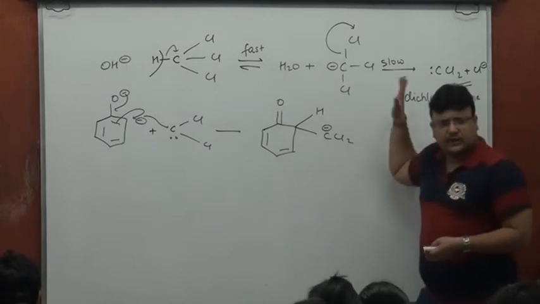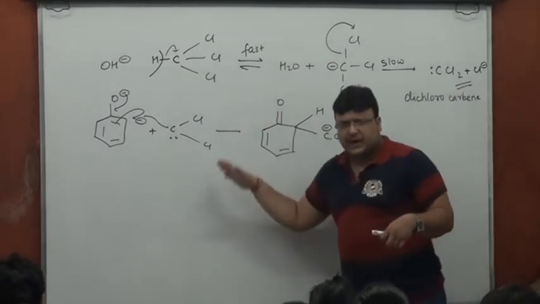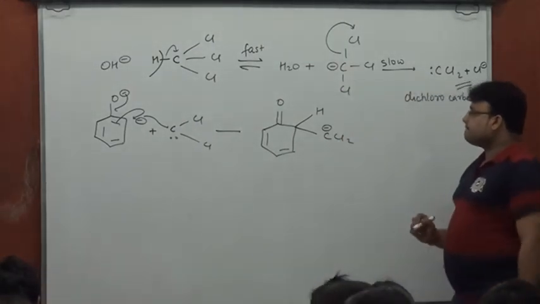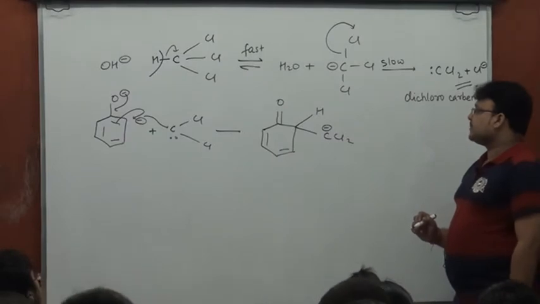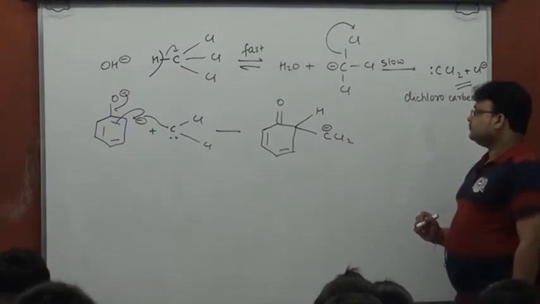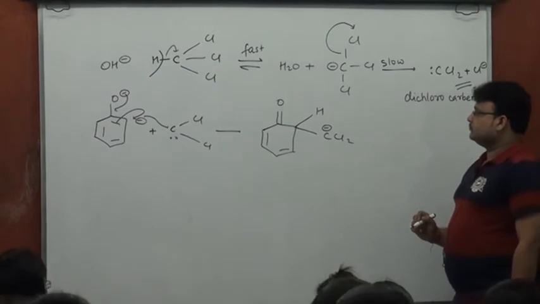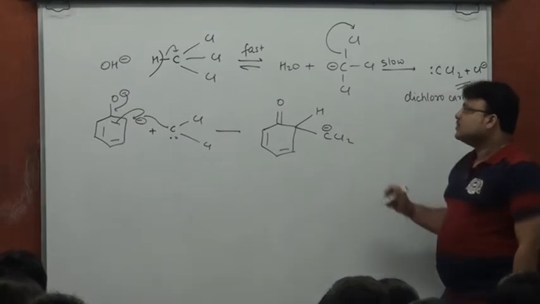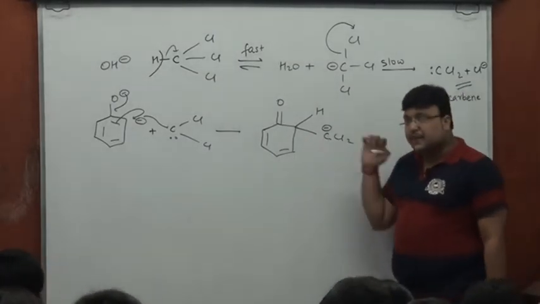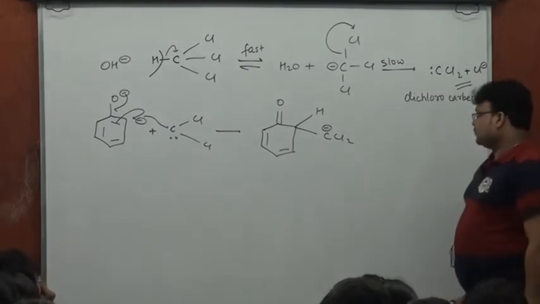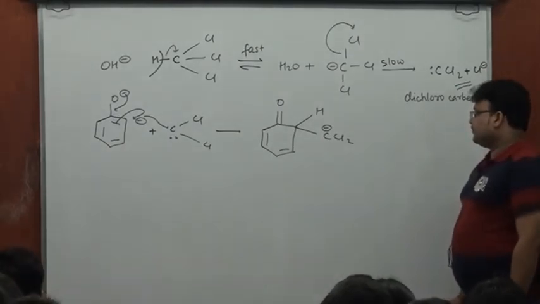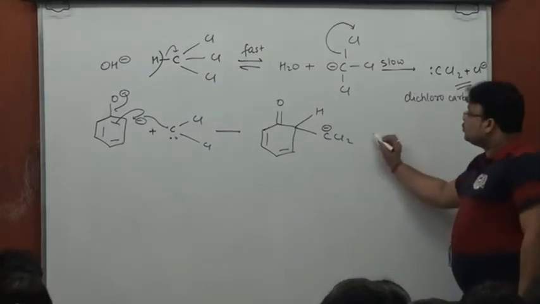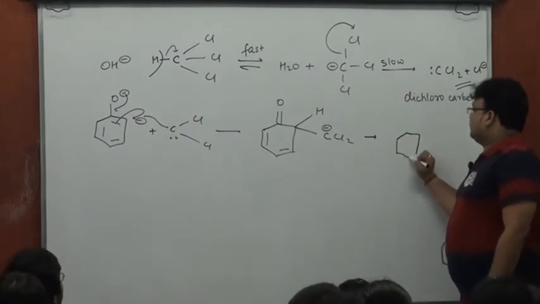I hope it's fine till this point. It acts as an electrophile, and it could go at the ortho and para position of this activated ring. Now, this particular intermediate would get tautomerized to generate again an aromatic ring.